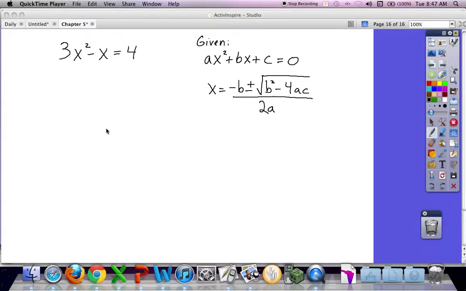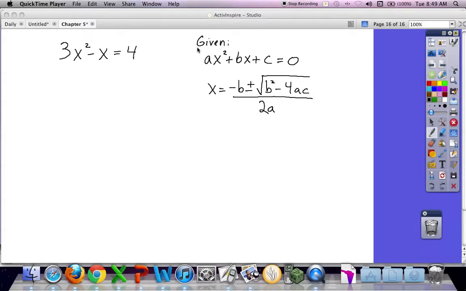This is example 1, check understanding 1 from page 286. And in this example, we solve a quadratic equation using the quadratic formula. Now, the quadratic formula is given to you on tests, including the SOL, so you don't need to memorize this, but you do have to know how to use it.